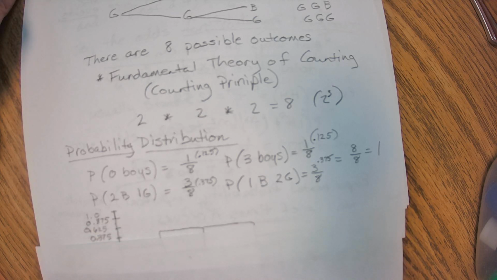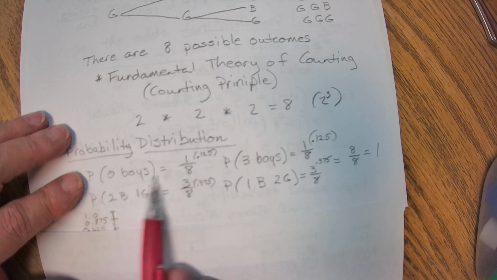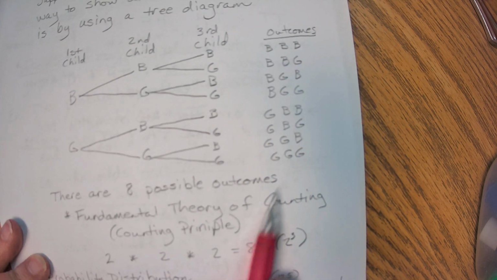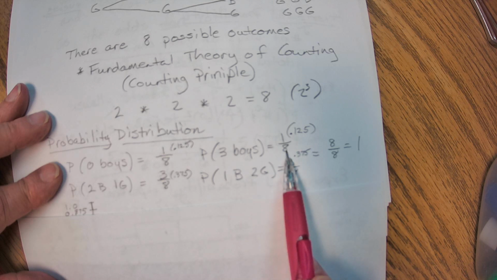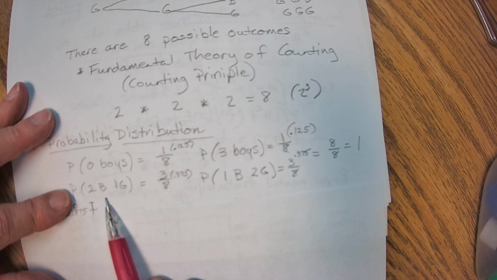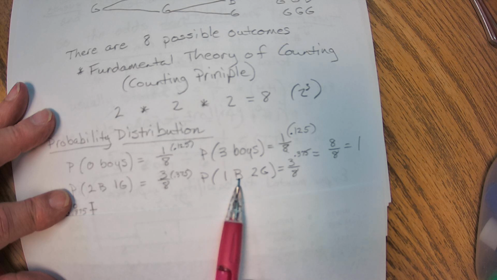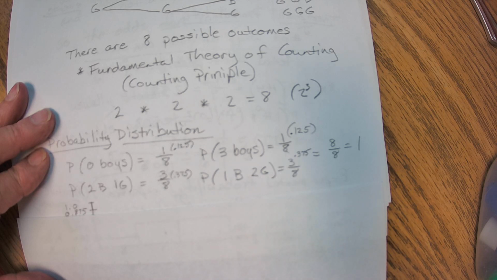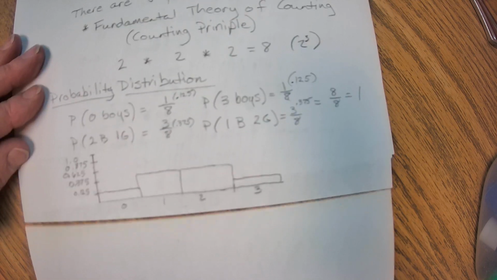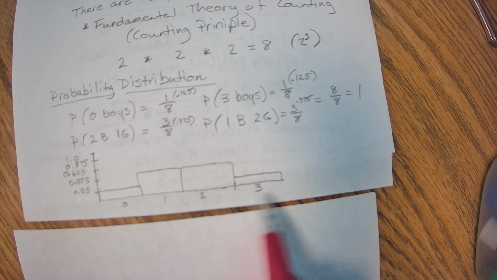So let's look at a probability distribution. These are the possibilities. You could either have 0 boys. That happened 1 time when all the children were girls. 3 boys. That also only happened 1 out of the 8 times. The probability of 2 boys and a girl is 3/8, and the probability of 1 boy and 2 girls is 3/8. And again, if I add all these up together, I'm going to get 100% or 8/8. And then if I were to graph that in a histogram, you can see that this is symmetric.